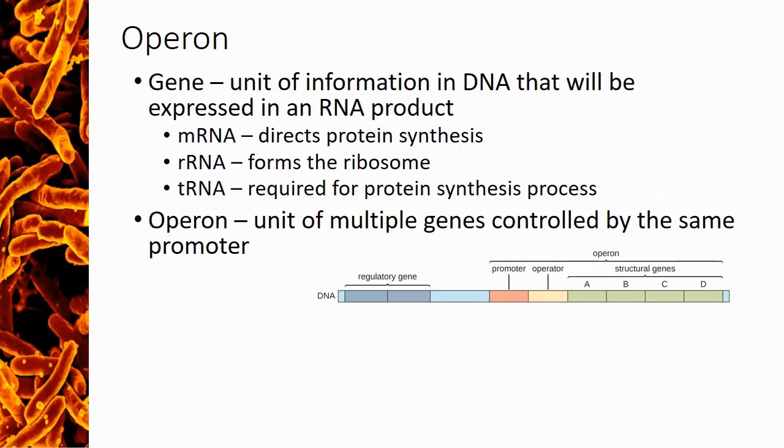Remember that genes are just areas of DNA that will be expressed as an RNA product. We often think of this as messenger RNA, but genes also encode for ribosomal RNA and transfer RNA. In eukaryotic cells, each gene must be transcribed into its RNA product individually. They cannot be grouped together. But in prokaryotic genomes, the genes can be organized in an operon, such as the genes A through D that are seen here.